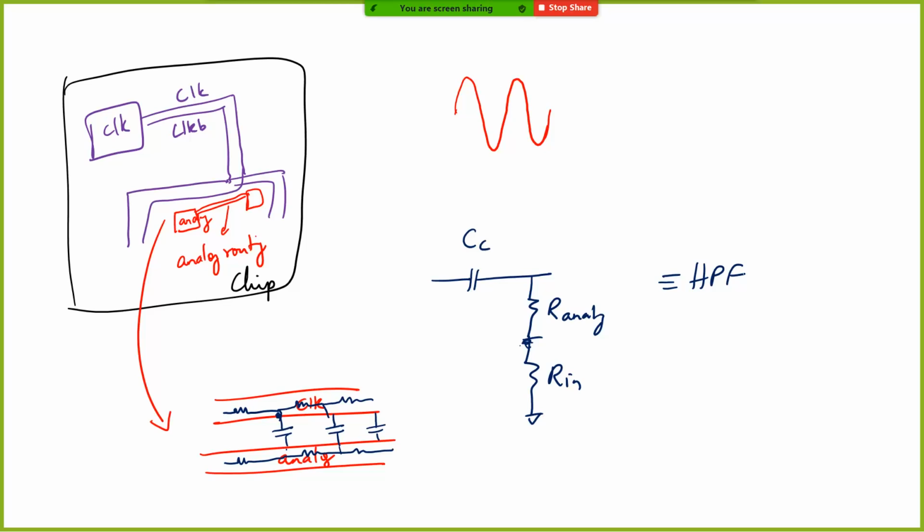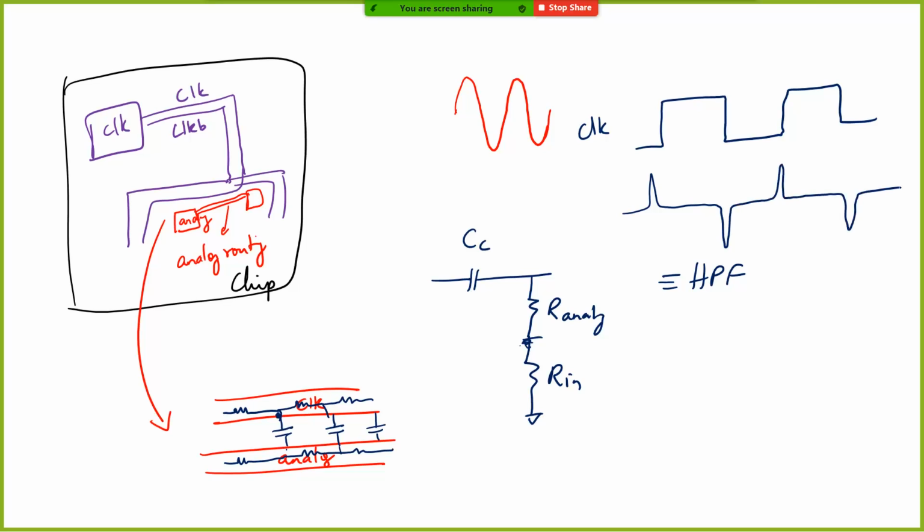Now, because of this high pass filter, let's say you have a clock waveform like this. What happens? A high pass filter is a differentiator in the time domain. You'll basically get some glitches like this. So this waveform, sinusoidal waveform, instead of just being a sinusoid, you will probably get a glitch like this, a glitch like this, a glitch like this, a glitch like this, and so on.